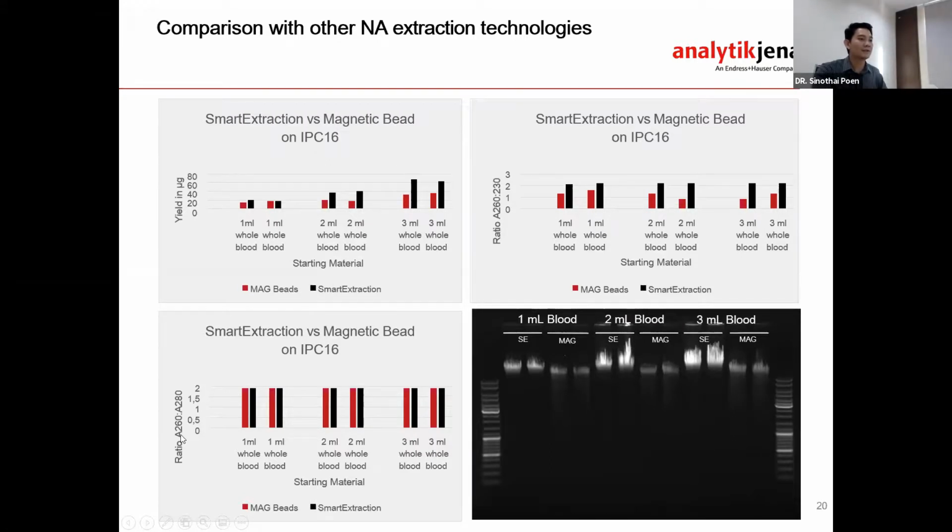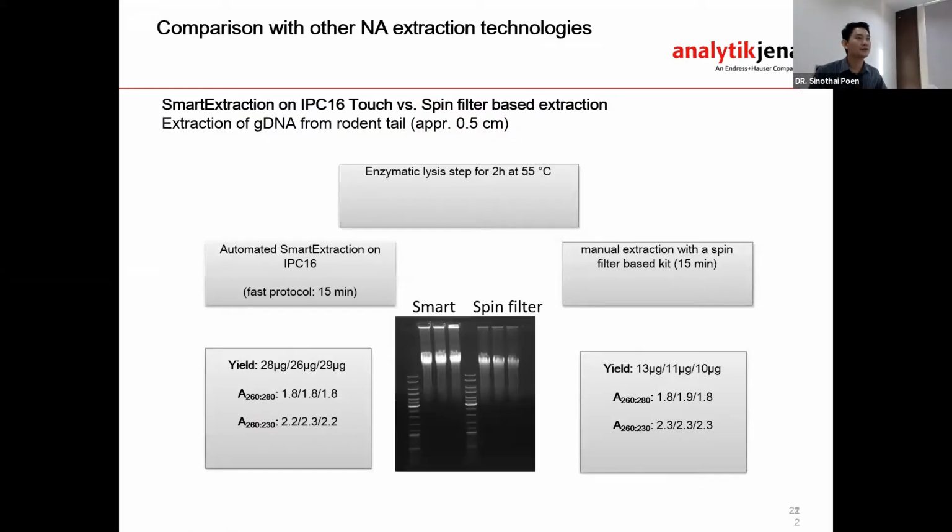Also, the ratio of 260 and 280 of the two technologies are comparable, suggesting comparable purity obtained from these two technologies. However, smart extraction tends to give a higher ratio of 260 to 230 compared to the magnetic bead-based method for blood samples. Also, we compare smart extraction on our extraction system with the manual spin filter-based extraction to extract equal amounts of rodent tail samples.